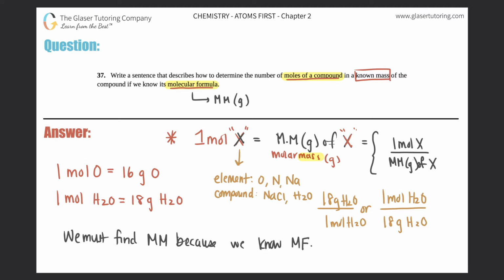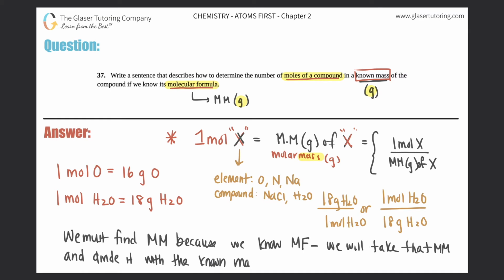And now we will take that molar mass and what will we do? Will we divide or will we multiply by the number of grams that we have? We have a known mass, so that's a gram value, right? So if we want to cancel out these units, right, we have grams over here and we have grams over here. If we want to cancel them out, they have to be on opposite sides. So it will be division. So we will take that molar mass and divide it with the known mass to get the number of moles.